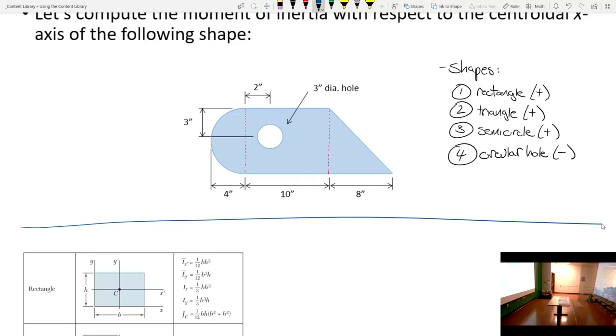Now, in order to compute the moment of inertia, the first thing that we're going to need to do is compute the location of the centroid. Okay? In other words, ultimately what I want to find is the moment of inertia with respect to the centroidal axis, but I don't even know where the centroidal axis is. Okay? So what we'll do is we'll say, okay, I'll tell you what. I'm going to define a line here at the bottom.